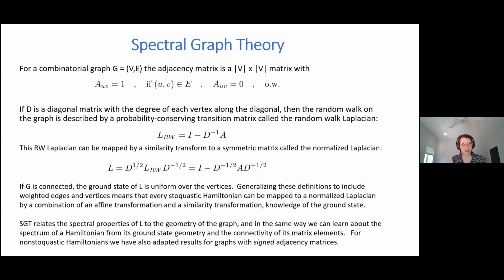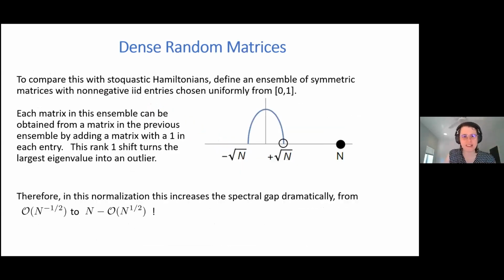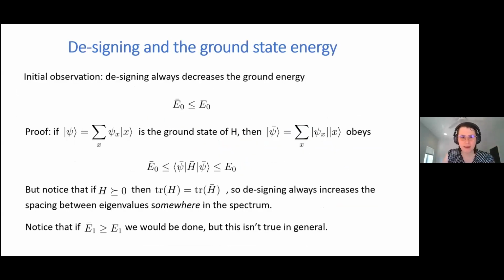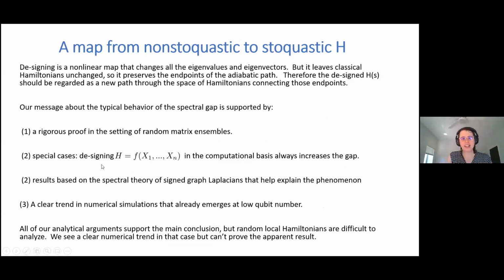And when it comes to local Hamiltonians, I consider our results using the spectral graph theory to really just be a first step towards understanding this. So one of my main open questions is, what about random local Hamiltonians? Let me see. There is one other case that covers some local Hamiltonians.